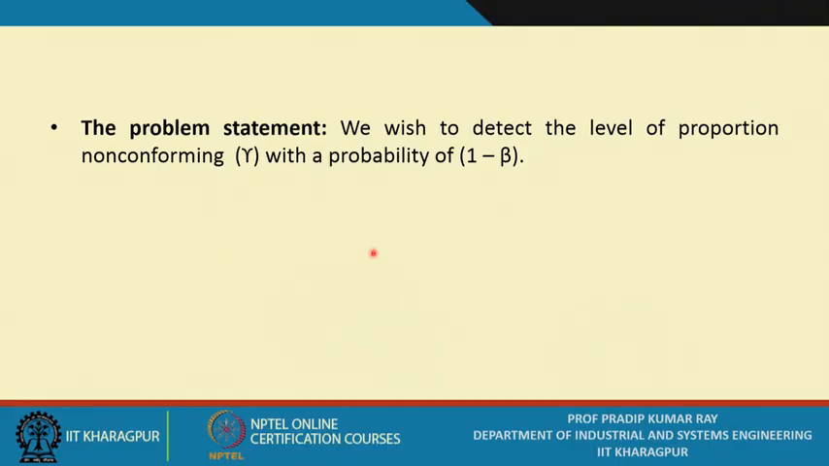Now obviously, if the process has already gone out of control, the ARL should be as small as possible, say 3 to 4 or 2 to 3 sample points. Whereas if the process remains in control, the ARL should be as high as possible. Is it clear? So here in this case, as you are defining the out of control condition with respect to the proportion non-conforming, with a specific value of proportion non-conforming gamma, we say that the process has gone out of control.